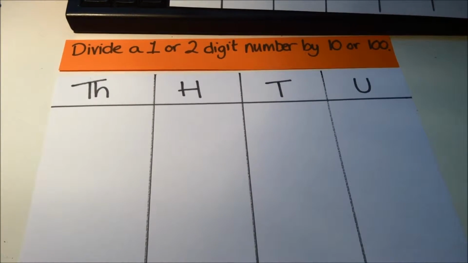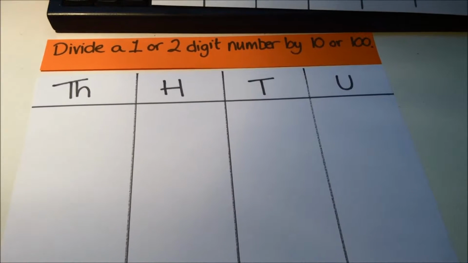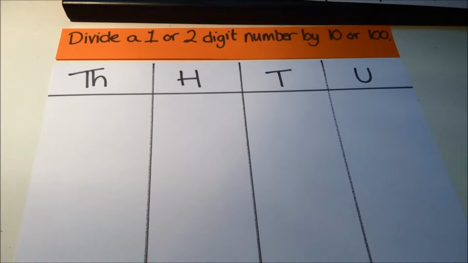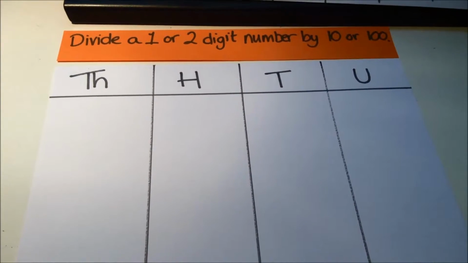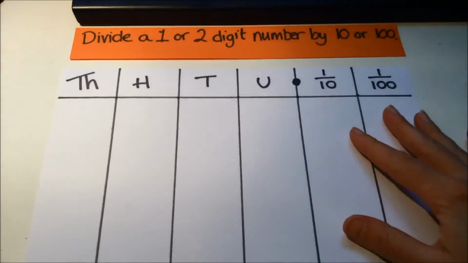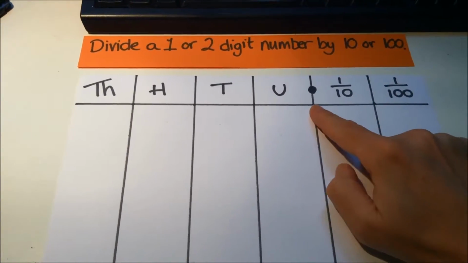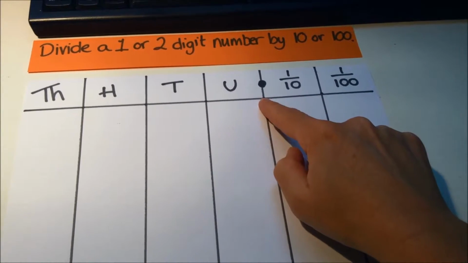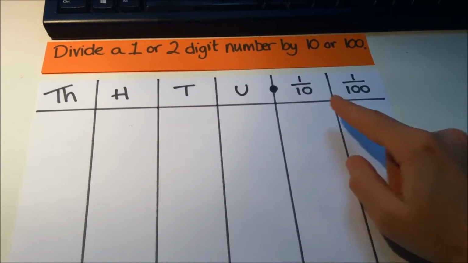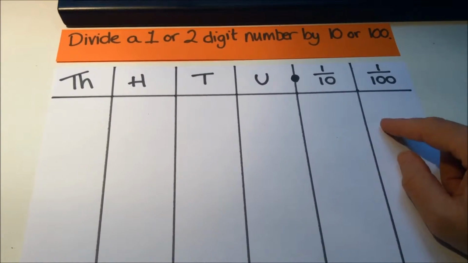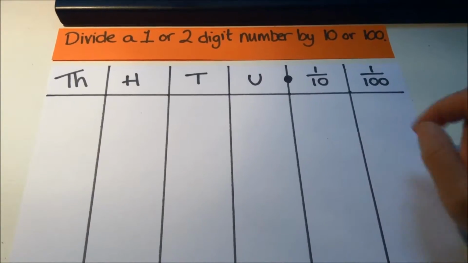So this week we've been looking at dividing a 1 or 2 digit number by 10 or 100. Now to be able to do this we have to use a slightly different place value grid. So let me get rid of this one here and let me introduce you to this one, because we've introduced the decimal point. So we know about the thousands, hundreds, tens and units, and then we have our decimal point, and we have a tenths column and a hundredths column. Very important that the children remember the ths at the end of this, because they're not hundreds, they're hundredths.